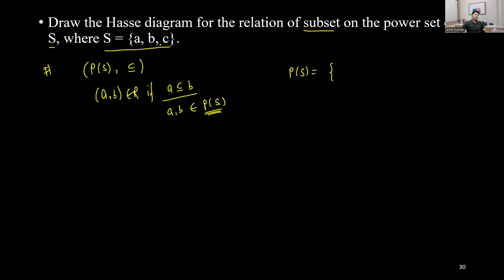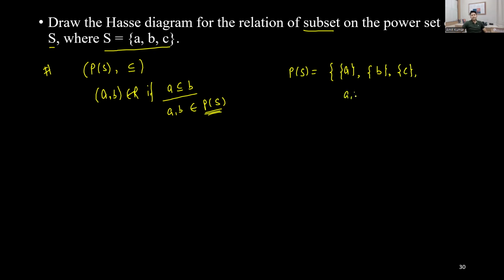So here the set is ABC. What are the possible subsets of this set? Let us try to write it. Firstly, all the singletons. A is a subset of ABC, B is a subset of ABC, C is a subset of ABC. These are the singletons.